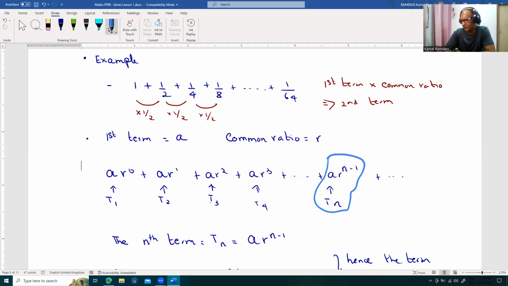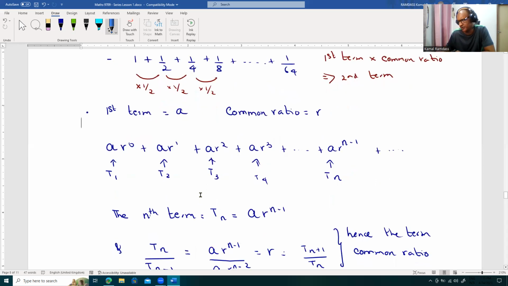What is the nth term? The nth term, c'est A R to the power of n minus 1, tout simplement parce que sa power là, il begin with the power of 0. 0 to n minus 1, c'est n terms.